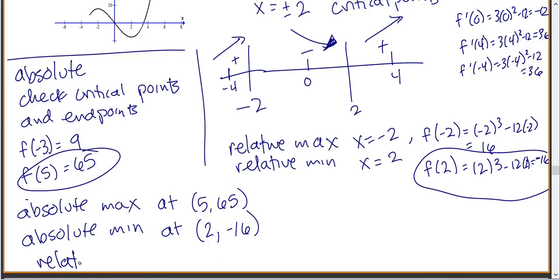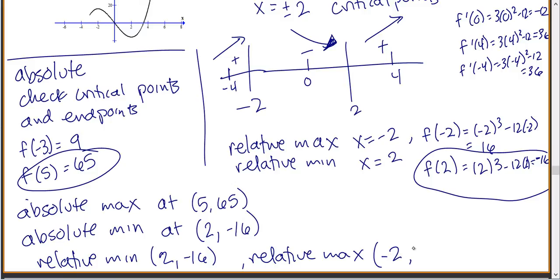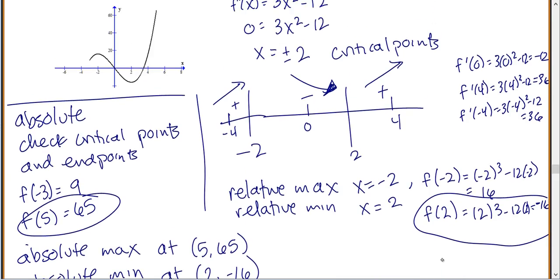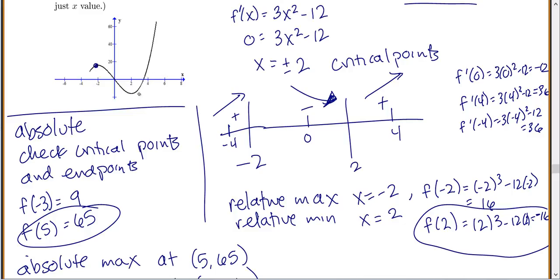Okay, and let's just go ahead and rewrite it. Our relative min is 2, negative 16. And our relative max is negative 2, 16. So let's go back up and make sure that matches with our picture. So at negative 2 and positive 2, we had relative max or mins. But our highest point on the graph is way over here at 5 because it just kept going up and up. But this endpoint is not an absolute minimum because it's not the lowest point. This point is.